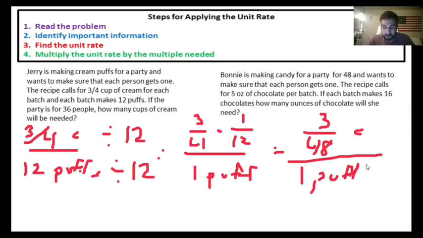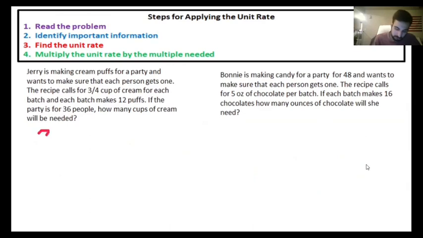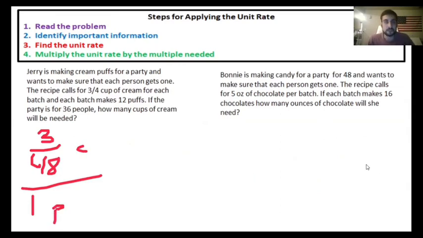However, we need 36 puffs. So go ahead and pause this so you can write it down. And then I'm going to clear and continue. So we have 3/48 cups for 1 puff. So I now know that this is the amount of cups of cream I'll need for 1 puff. And I need a total of 36 puffs, so that way each of the 36 people can have their own. So I need to get 1 up to 36, multiply this up to 36 times 36.